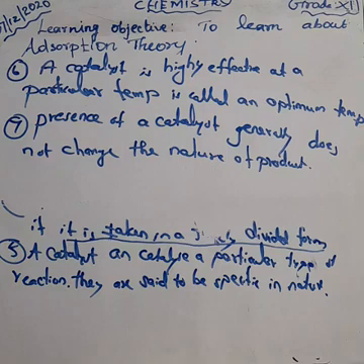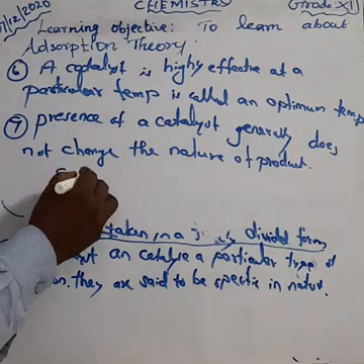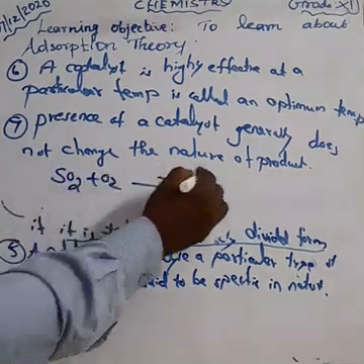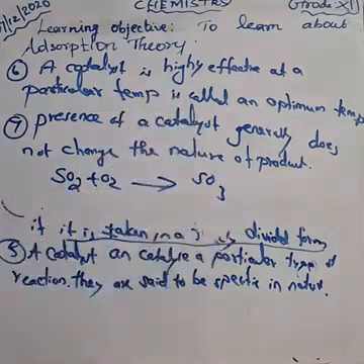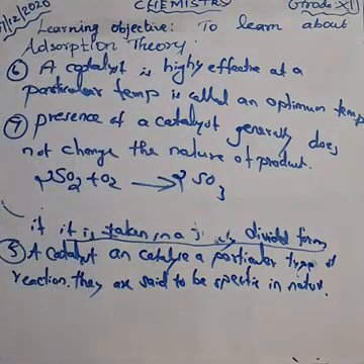Some of the catalysts we learned are positive catalysis, negative catalysis, autocatalysis, induced catalysis, homogeneous catalysis, and heterogeneous catalysis. Here is one example: SO2 plus O2 gives SO3. We have to balance the equation, so make it 2 here. The equation is balanced.